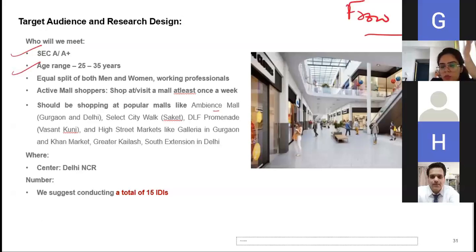And the quota was split between men and women, working professionals, active mall shoppers who visit a mall at least once a week and shop at popular malls, because we were looking at building a futuristic mall which is a very luxurious kind of place. So Ambience Mall or Select Citywalk, all these, or high streets like Galleria or Khan Market.